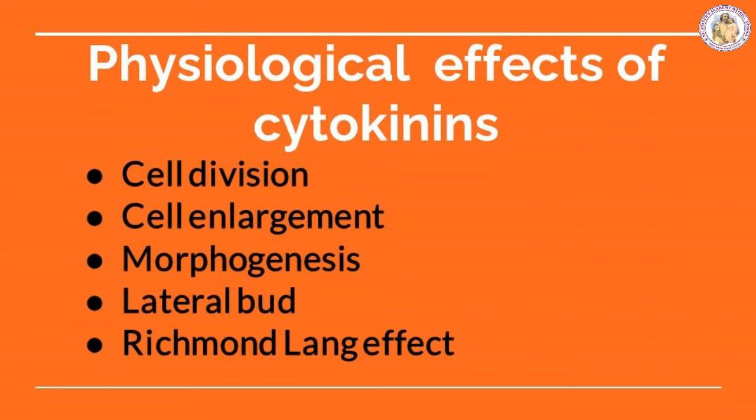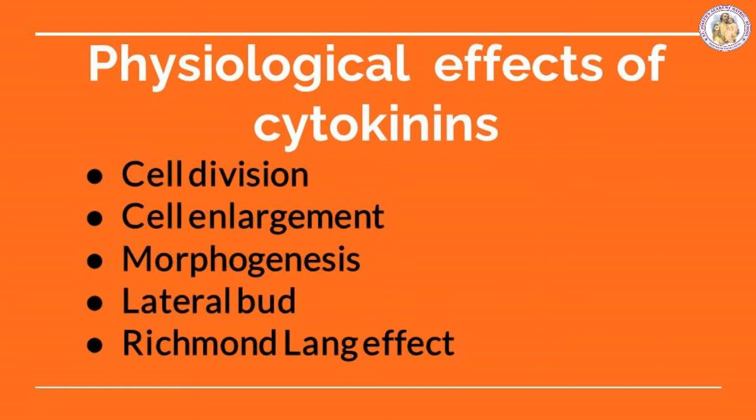Physiological effects of cytokinin. Cytokinin induces cell division in the presence of auxin, and it also causes the enlargement of the cell. Both auxin and cytokinin are essential for forming new organs from callus in tissue culture.